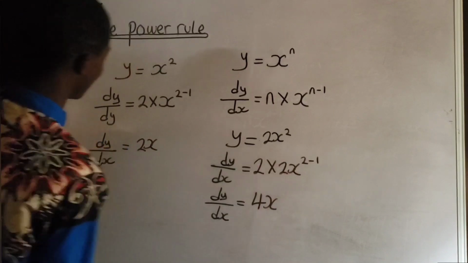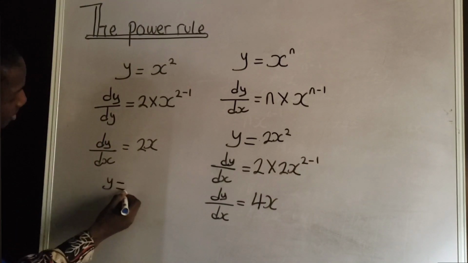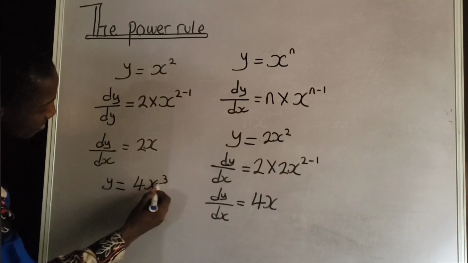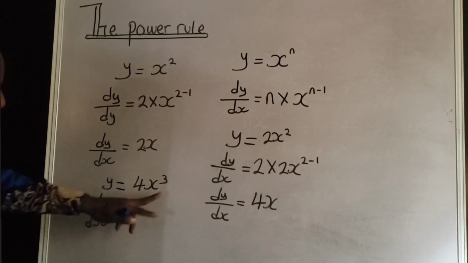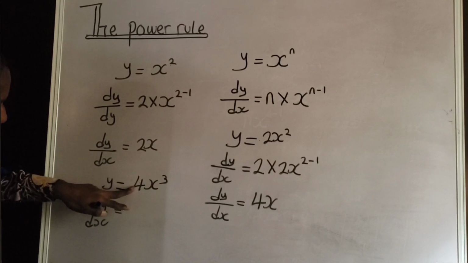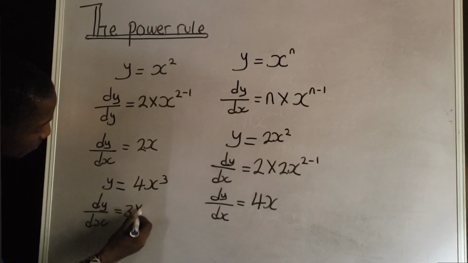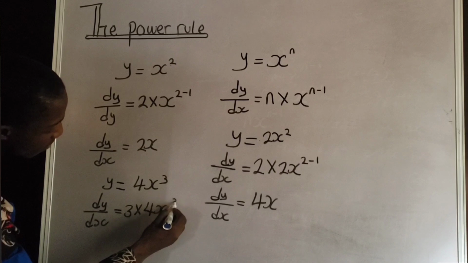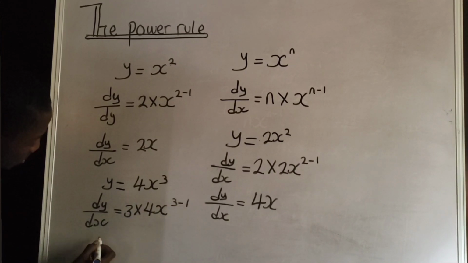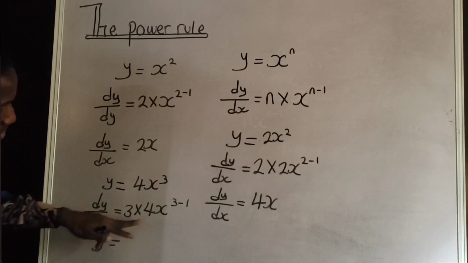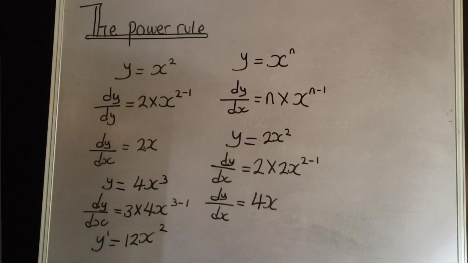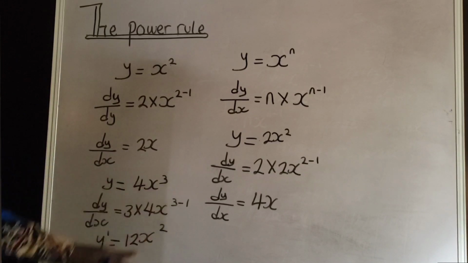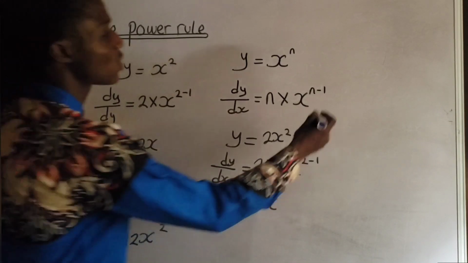So let's check another question. Find the derivative of y equals 4x raised to the power of 3. Don't forget that dy all over dx is equal to the power, we multiply the coefficient of x. So in that case, I'm going to have 3 multiplied by 4, x raised to the power of 3 minus 1. Let me write dy dx, it is also written as this. 3 multiplied by 4, that is 12. So I'm going to have 12x raised to the power of 2. So the derivative of y equals 4x raised to the power of 3 is 12x raised to the power of 2.